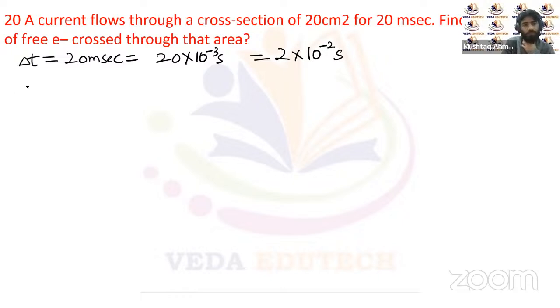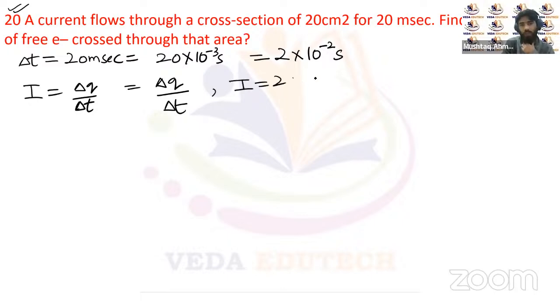So the current will be charge upon time. Delta q is the charge and delta t is the time. We don't know delta q. A 20 ampere current flows. It's given that 20 ampere current flows, so current is given as 20 amperes. We can just substitute the value of I with 20. So 20 equals delta q upon delta t, that's 2 into 10 to the power minus 2.